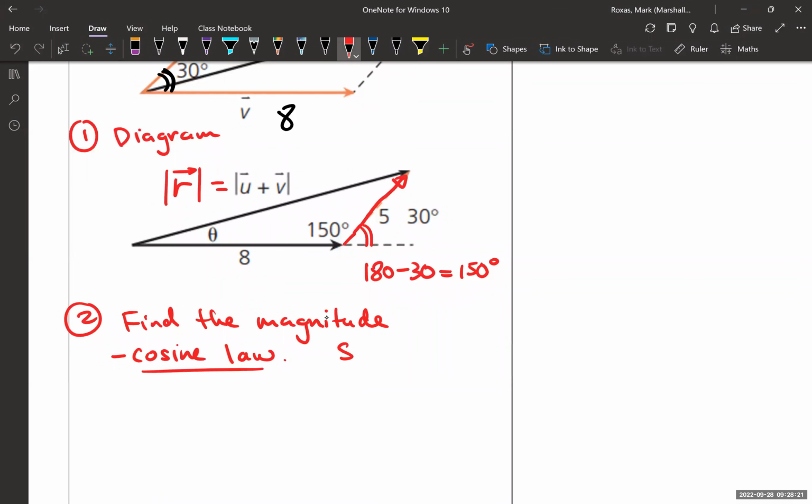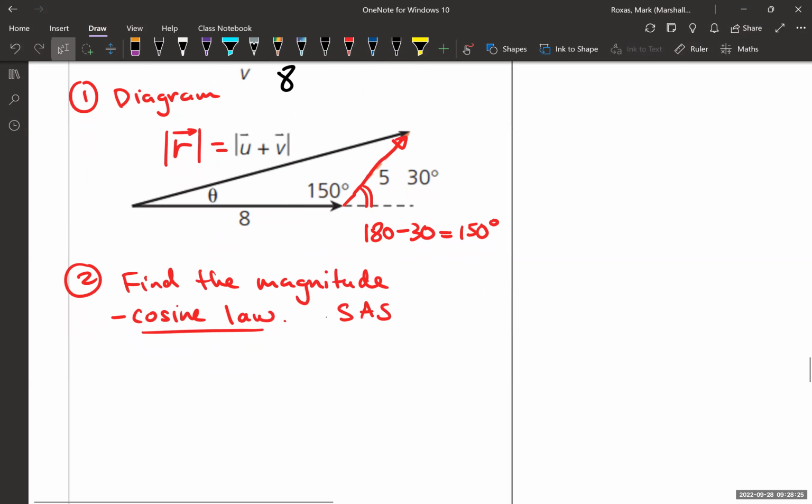Okay, cosine law because it's two sides and the angle between them, SAS. It's an SAS triangle. You also use a cosine law if you have three sides given and you have to find the angle. Okay, but in this case, it's just two sides and the angle between. Do you guys remember the cosine law? No. Okay, here's the cosine law.